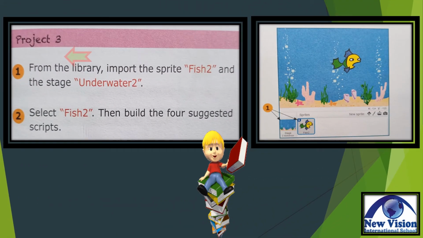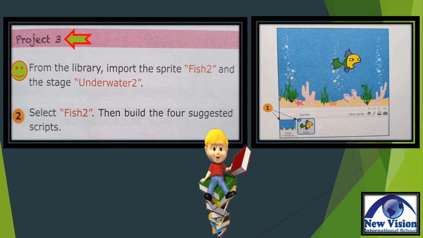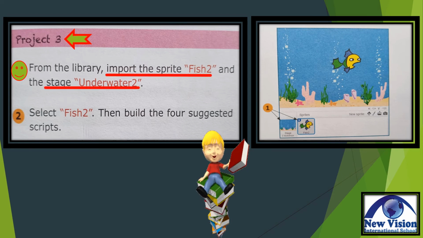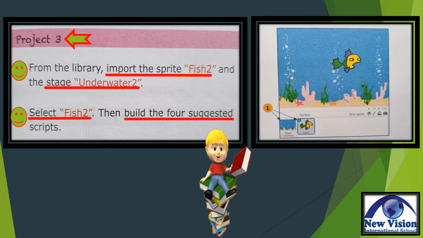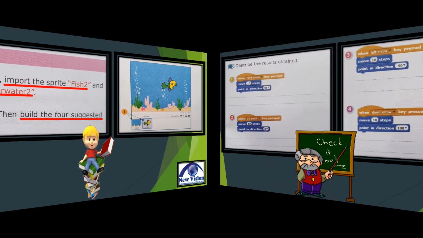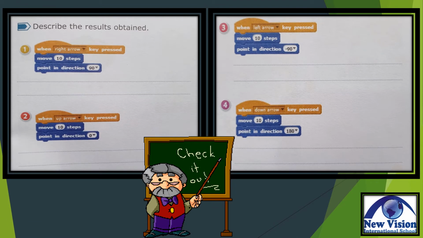Let's do now project number 3. Directions are the following. Number 1, from the library, you're going to import the sprite fish 2 and the stage underwater 2. Then after that, number 2, you're going to select fish 2, then build the 4 suggested scripts that I'm going to show later. These are the 4 suggested scripts to do for project number 3. I'm going to show you how to do it using the Scratch program, and you're going to remember what is the answer for each of the following.